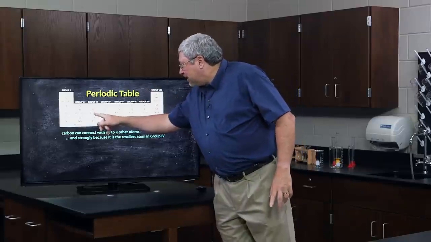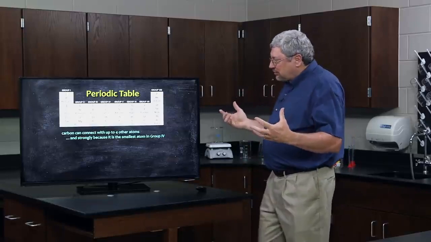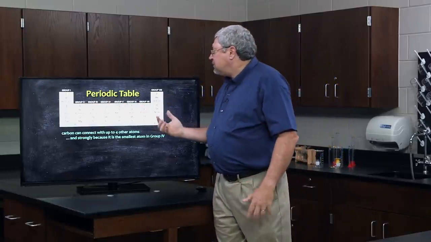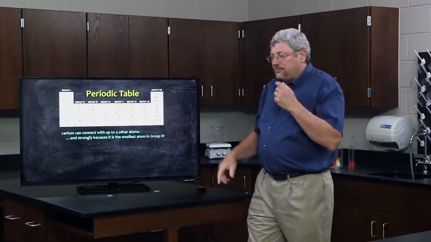If we back up to boron, it can reach out in as many as 3 directions because it could get rid of up to 3 electrons. Beryllium, 2 directions, lithium, 1 direction.